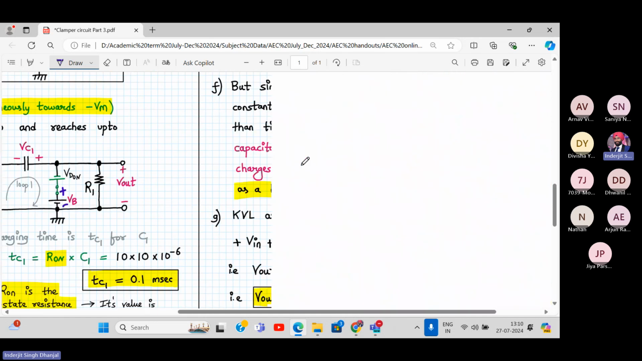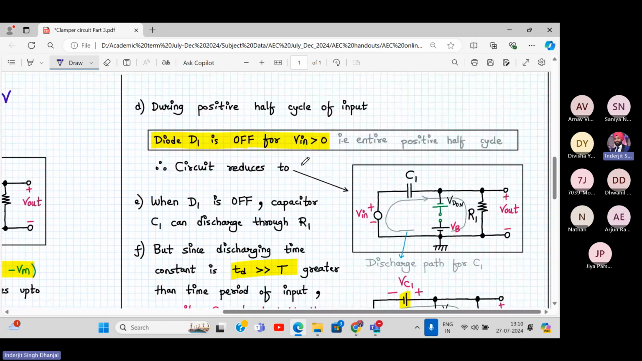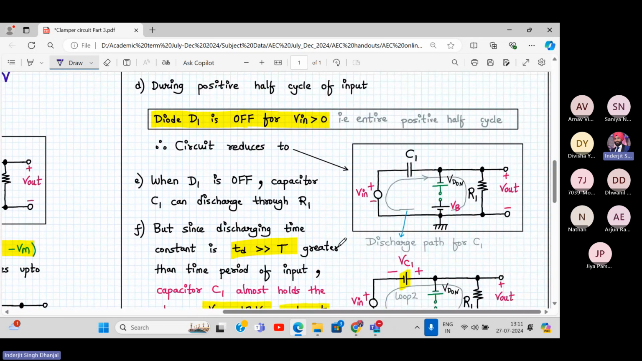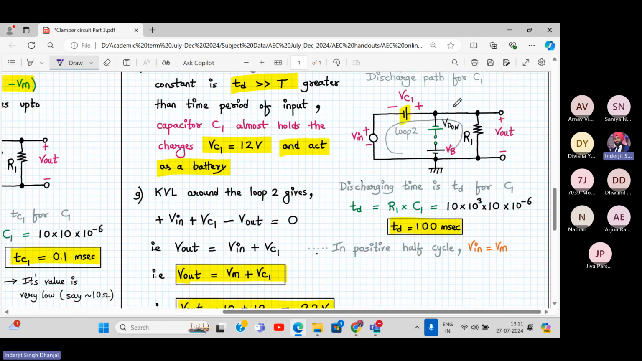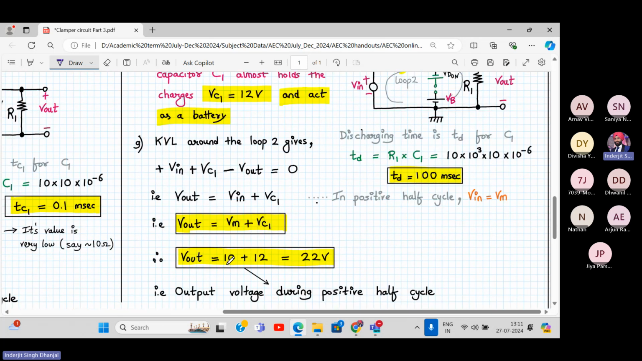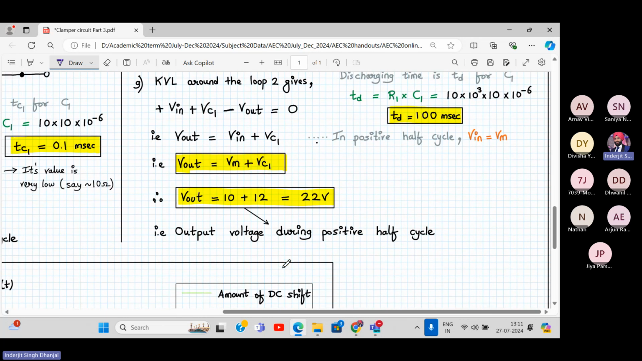Okay, and now we go to the positive half cycle. We know during the entire positive half cycle, the diode will remain off. The capacitor can discharge via the resistor, but it will not discharge because the discharging time period is very, very slow. So we'll apply the KVL in this loop over here. KVL around loop 2 will be Vin plus VC1 minus Vout is equal to 0. So Vout will be equal to Vin plus VC1. Now during the positive half cycle, Vin is equal to VM. So VM is around 10 volt and VC1 is around 12 volt. So the output voltage will be 22 volt during the positive half cycle.